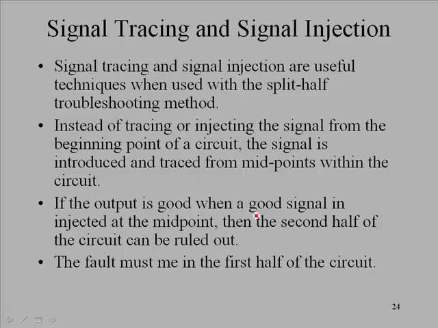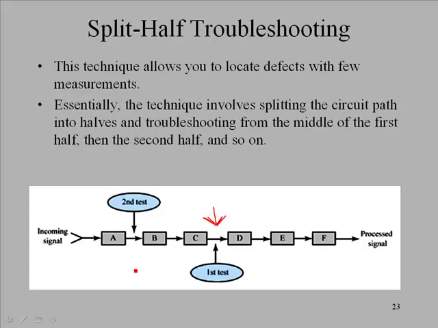If the output is good when a good signal is injected at the midpoint, then the second half of the circuit can be ruled out. The fault must be in the first half of the circuit. In this particular case, the idea would be to inject a known good signal at this point, the signal that should be here, and then evaluate: is the signal processed, and do we have the correct signal here? If we do not, then we know something is afoul in this area.